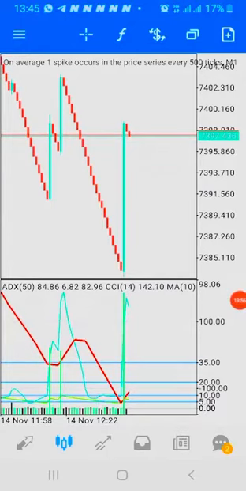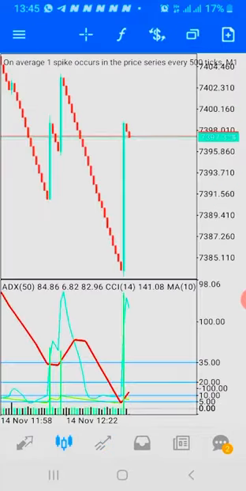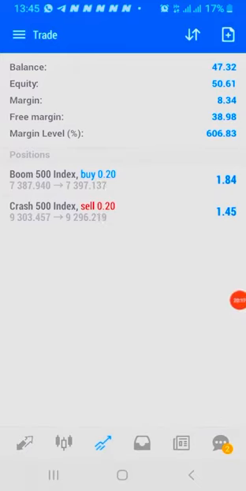Okay, yeah. This is what I was waiting for. You see, it spiked. I told you, right? This is what I was saying. It spiked. You see, on profit. This is how to make money from boom and crash. So that's how it happens. This strategy works well. So let me check back on the crash.